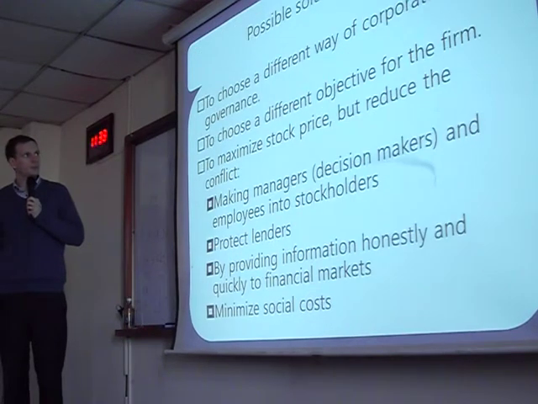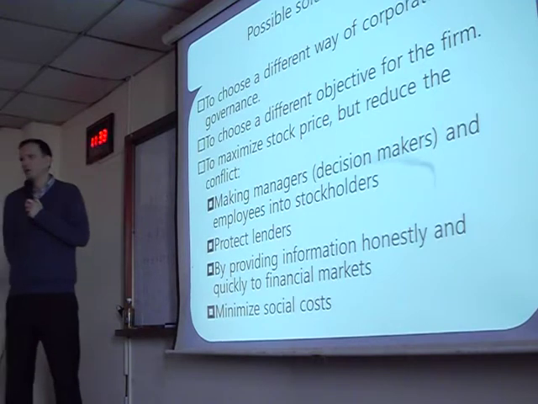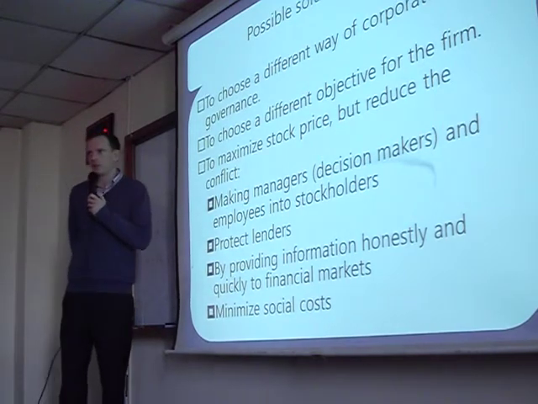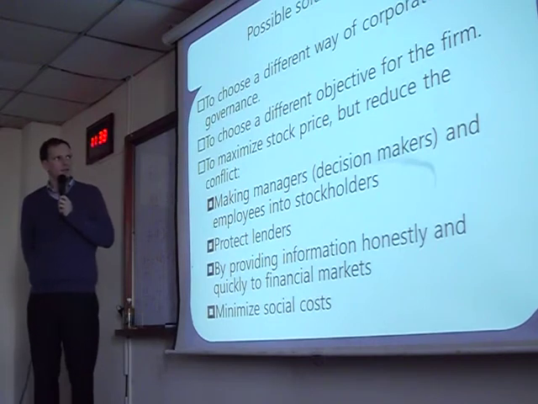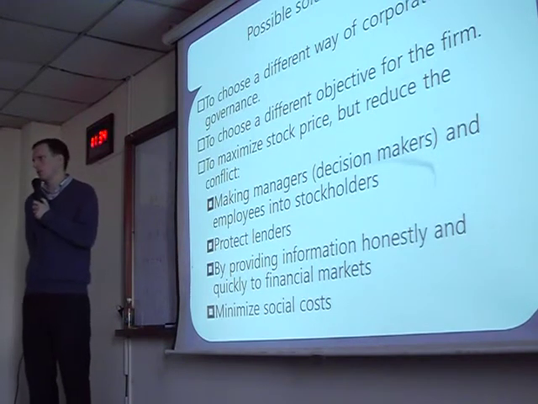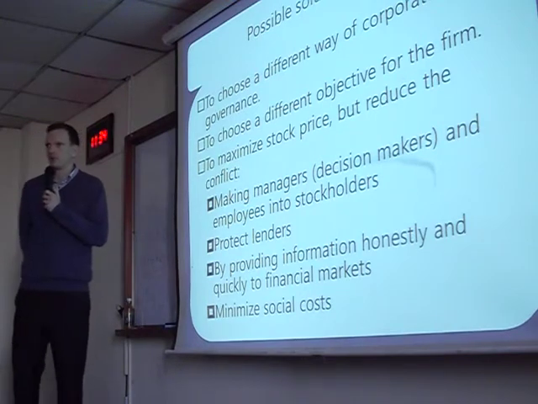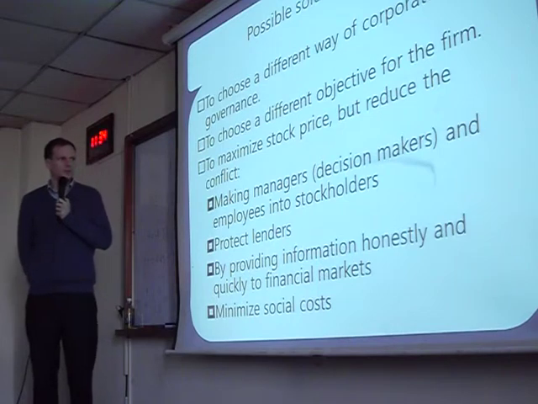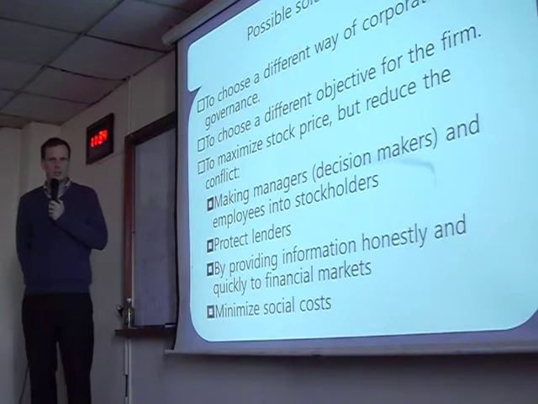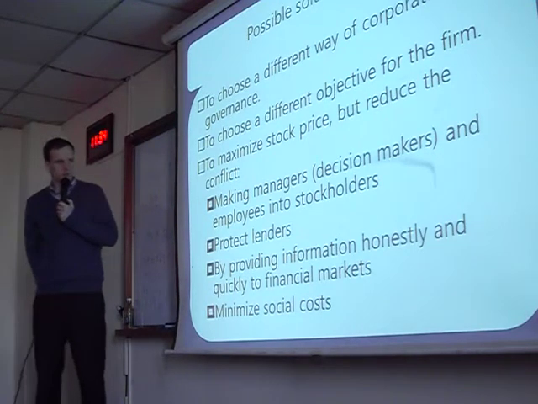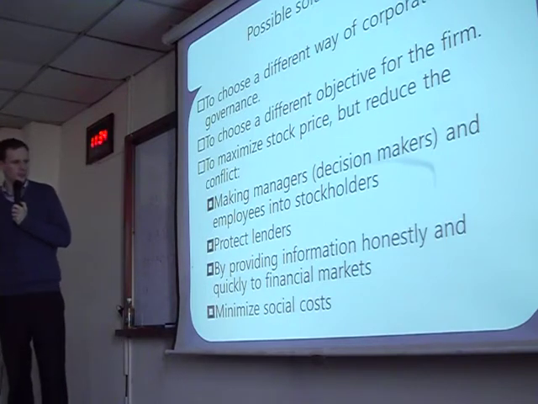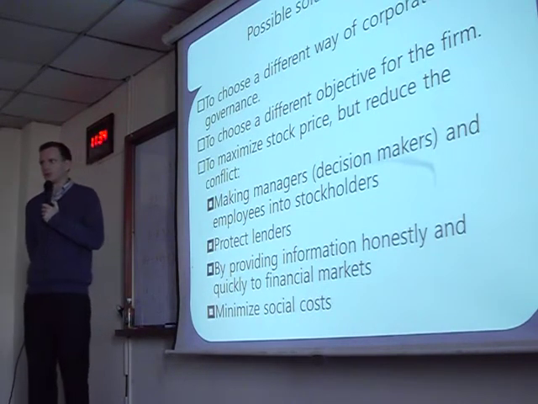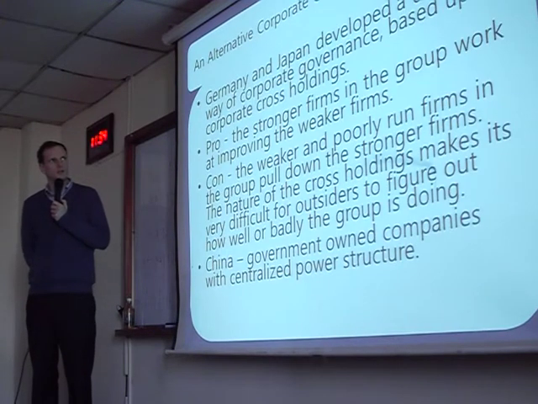So, possible solutions. How can we solve this? The first one, try to have a different way of corporate governance. The second one, find a different objective for the company instead of stock price. The next one, continue to use maximizing stock price or value of the company as the objective, but reduce the conflict by making managers into stockholders, for example, protecting the bondholders more, making sure we provide the information honestly, and minimizing the social cost. So let's have a look at each of these.